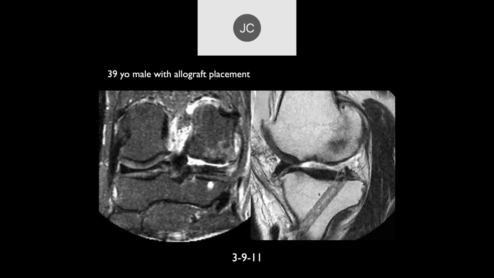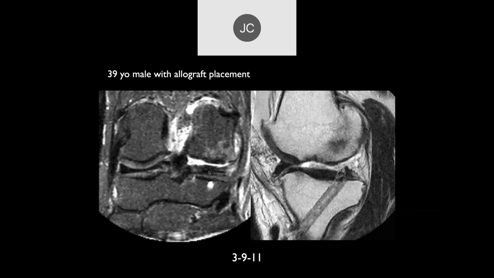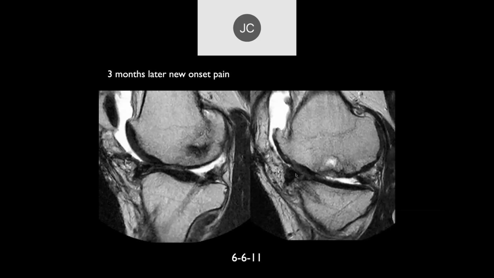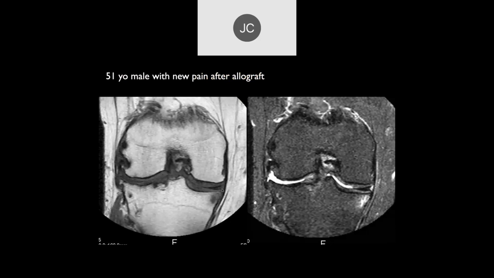And then there's the anterior horn. So that's what it looks like. Posterior horn looks in pretty good shape there. And so this is 3/9/2011. This is only 3 months later, and we're already starting to get tearing of the graft and degeneration of the graft with a large displaced tear here. So that was a tear of the allograft.